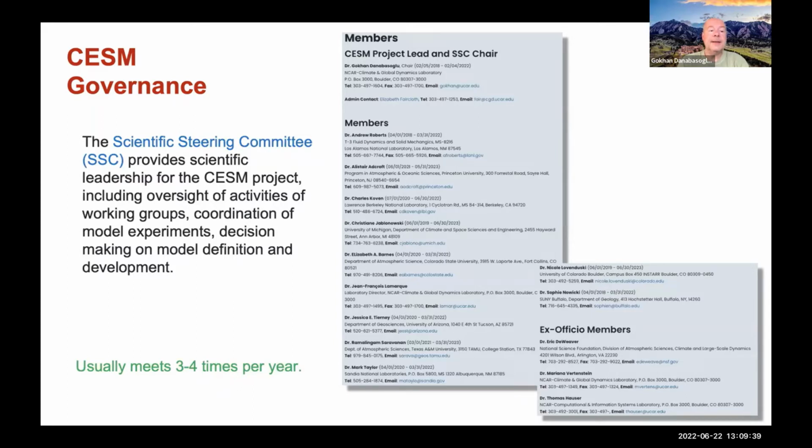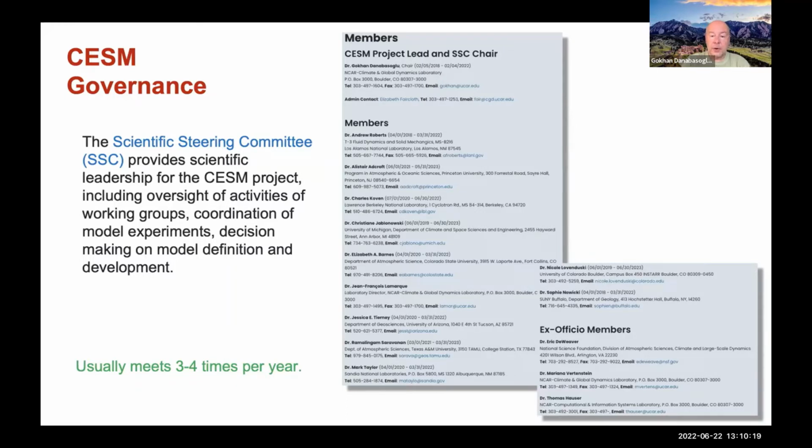So the second aspect of the CESM governance is the scientific steering committee. It is the deciding body, in a sense, in terms of scientific priorities for CESM. It provides scientific leadership for the CESM project, including oversight of activities of working groups, coordination of model experiments, and decision-making on model definition. In other words, when I say model definition here, what I mean is the configurations of the model and various development aspects. Whoever is the CESM chief scientist is automatically the chair of this scientific steering committee.